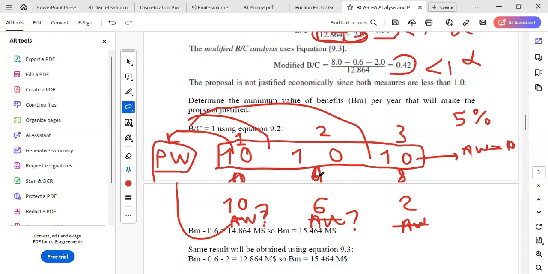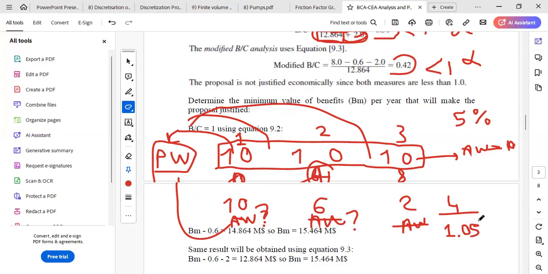So if I take it back to present, for this year I have $4 million. So if I want to take it back to present, what should I do? I should do 4 over 1.05 to the power 2.